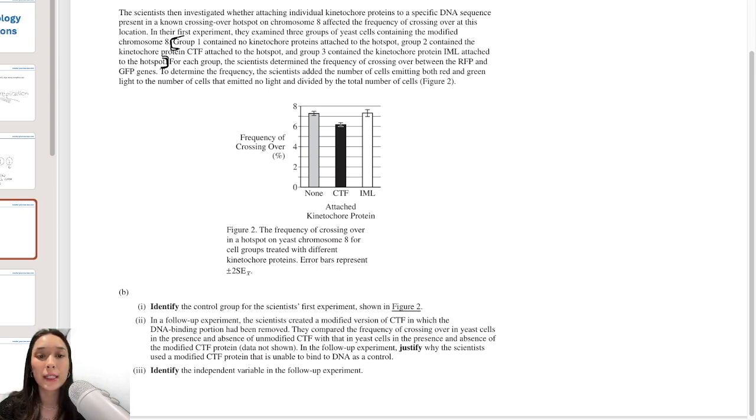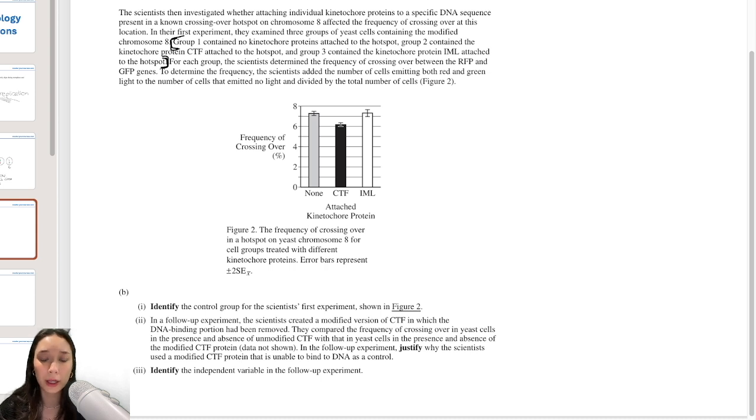So for each group, the scientists determined the frequency of crossing over between the RFP and GFP genes. To determine the frequency, the scientists added the number of cells emitting both red and green light to the number of cells that emitted no light and divided by the total number of cells. Now, this part probably confused a lot of students here, but frankly, it's not very important for the question. They're just telling you how they got the metric over here, which is the frequency of crossing over. But frankly, you can just take that at face value. You don't need to think about any of the light emitting or anything like that.